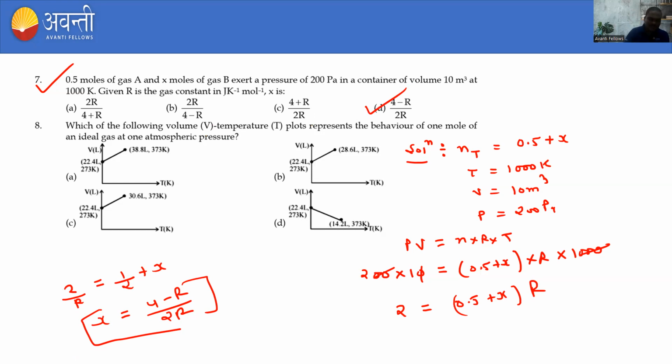So I hope सबको समझ आ गया होगा. बहुत simple question है ना? So this is a very, very simple question. So I hope everyone understood this question, right? Now move to the next question.